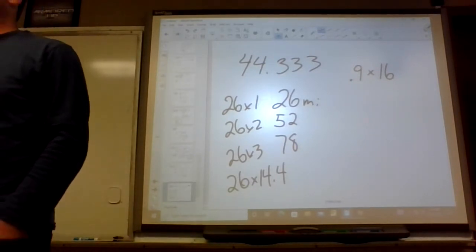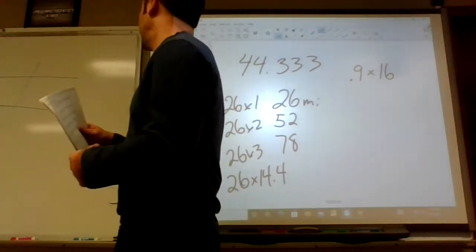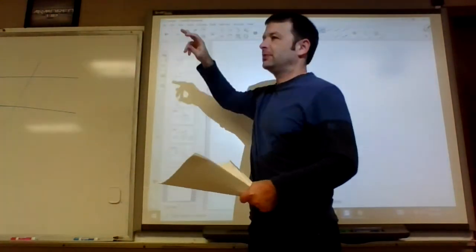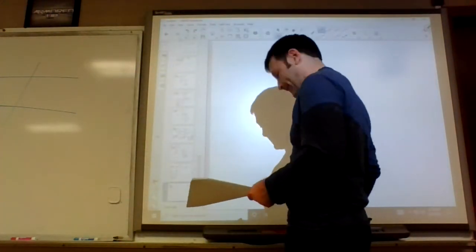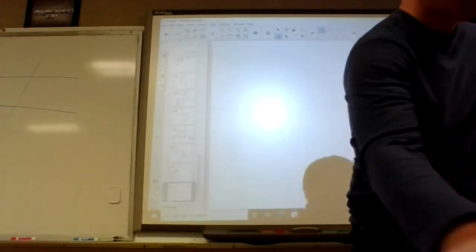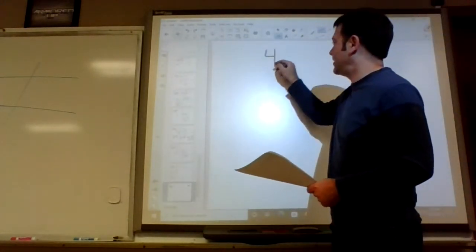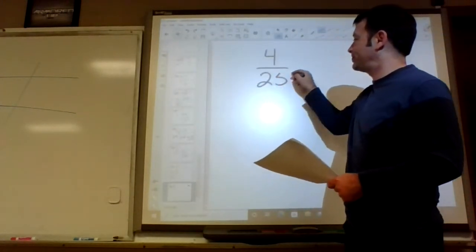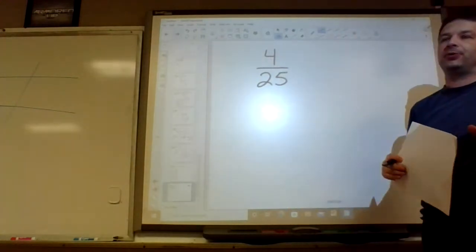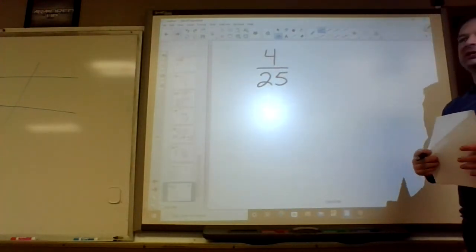So 4 out of 25 were on the A honor roll. What does that sound like to you? Fraction. Okay. 4 out of 25. So they're asking us what percent were on the high honor roll. How do we change that to a percent?